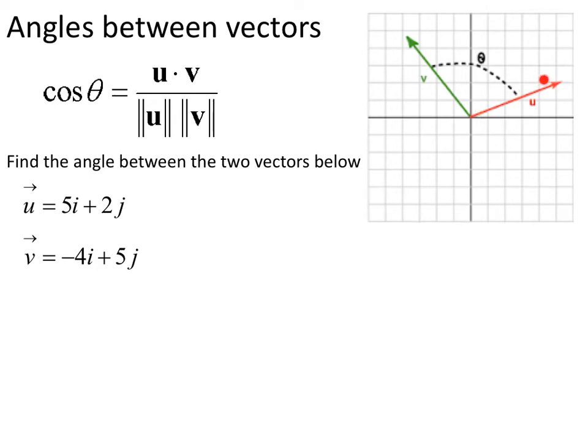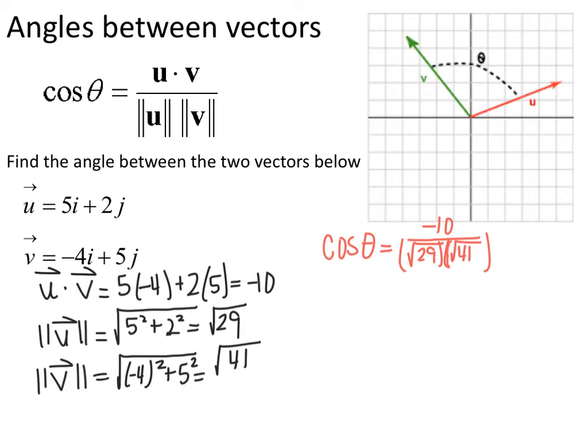So if you have a vector u and a vector v, then the cosine of the angle in between those two vectors is equal to u dot v divided by the magnitude of u times the magnitude of v. So let's try one. We're given vector u and vector v, and we want to find the angle between those two vectors. So first we need to find these three things. So go ahead and pause the video and find the dot product and then the magnitude of each of the two vectors.